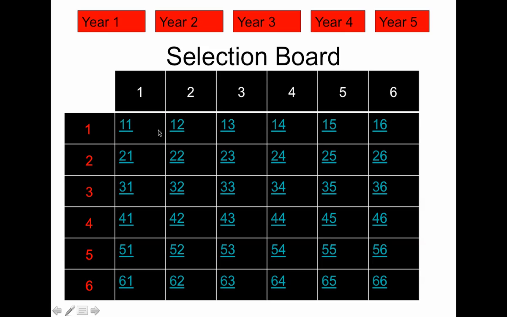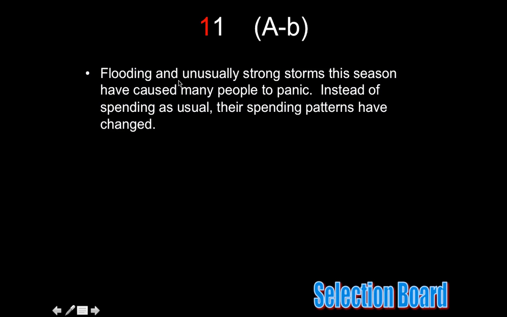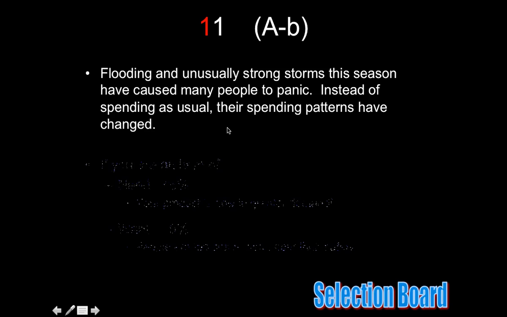Now, let's just do one for a sample, and we'll do 1-1 since it was already included. You need to first look and be ready now. You're on your sheet at AB, which is telling you that you need to be in the general information in need or want. It says flooding and unusually strong storms this season have caused many people to panic. Instead of spending as usual, their spending patterns have changed.